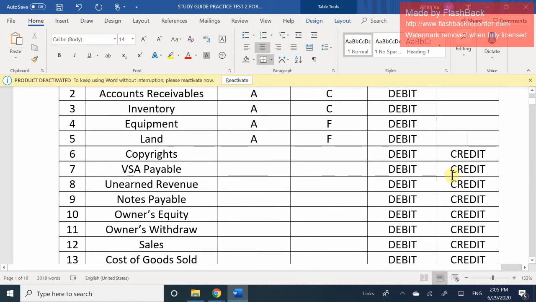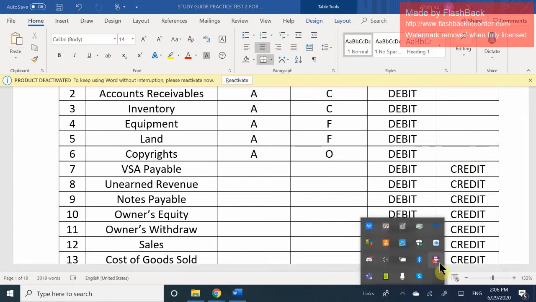What about copyrights? An asset. And what kind of asset is it? Other. Yes, anything intangible is going to be an other asset. And what kind of balance will it be? Debit. Yes, it is. Hold on, let me double check real quick.